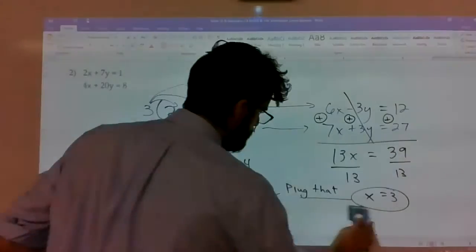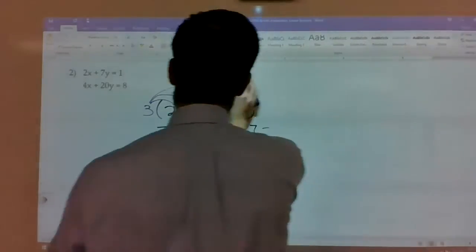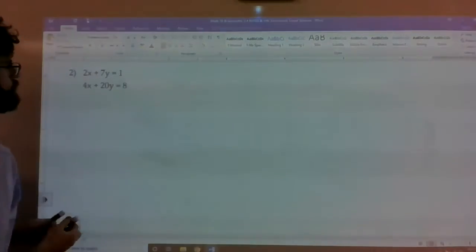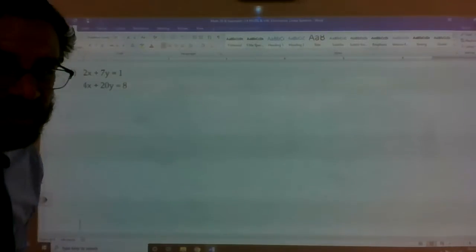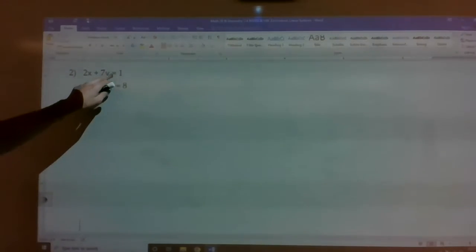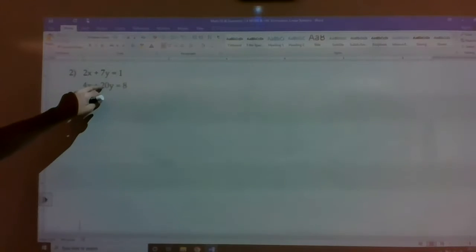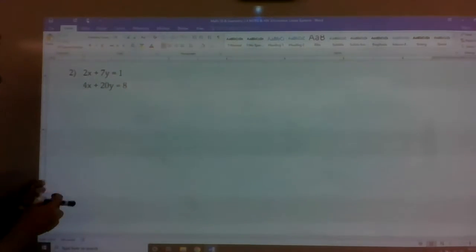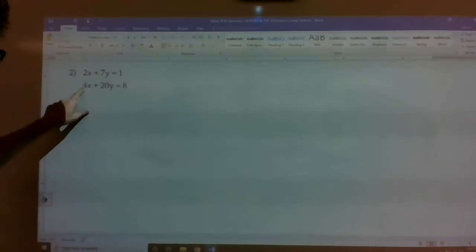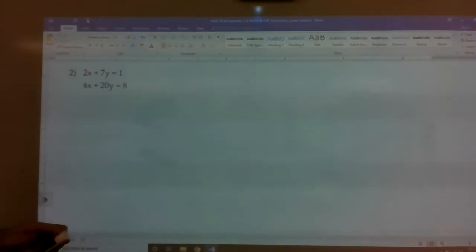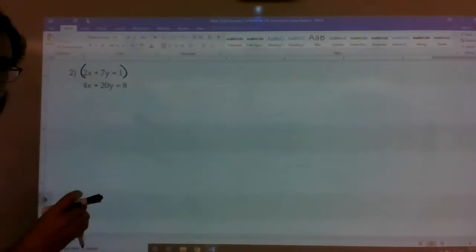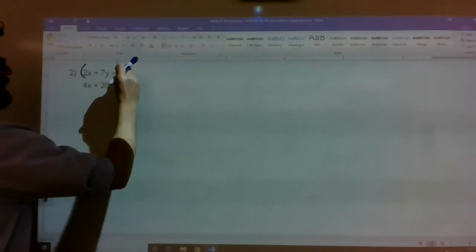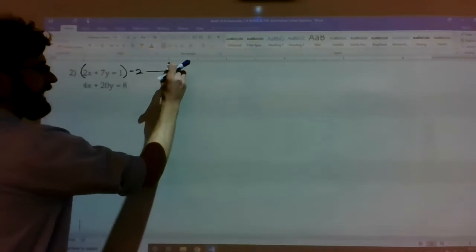Let's try number 2. All right, so you got 2x plus 7y equals 1, and 4x plus 20y equals positive 8. So if I got a positive 4x on the bottom and a 2x on top, I can multiply the top by negative 2 to create a negative 4x.